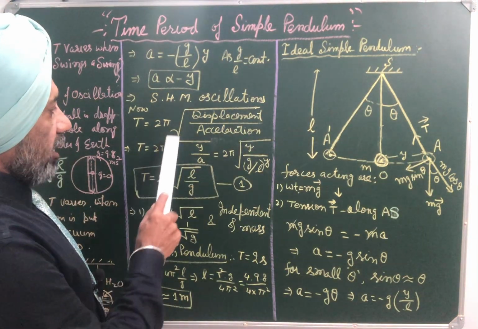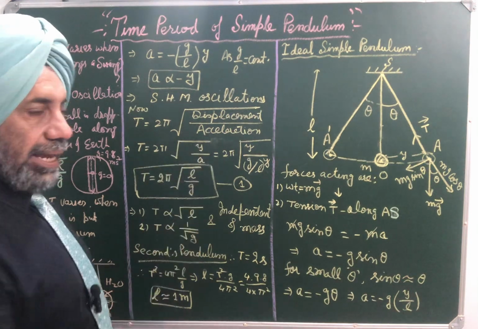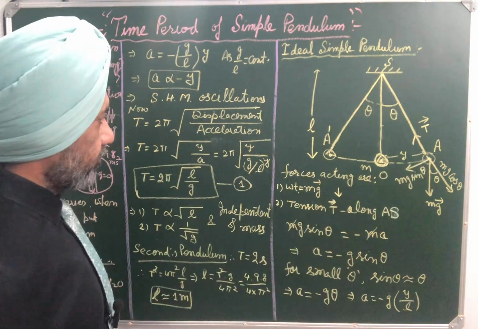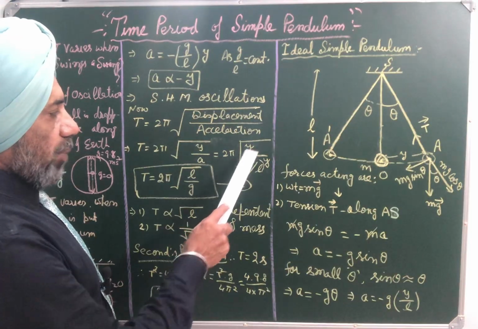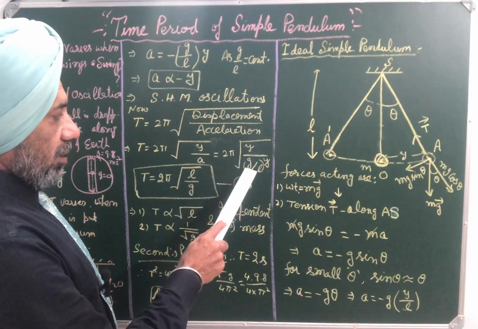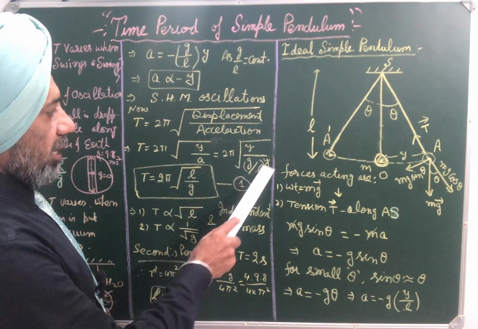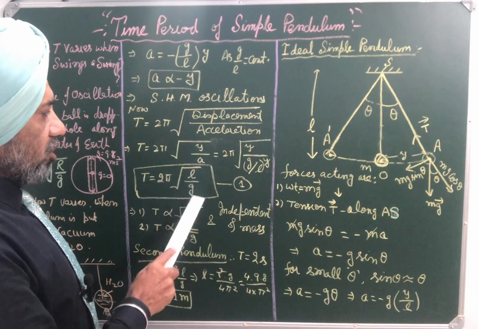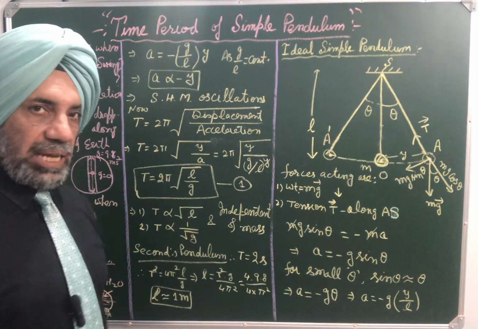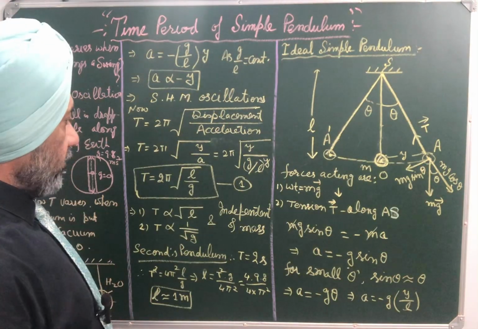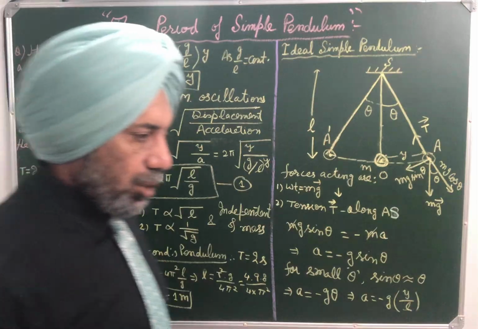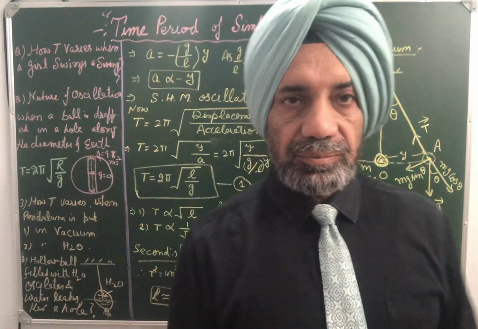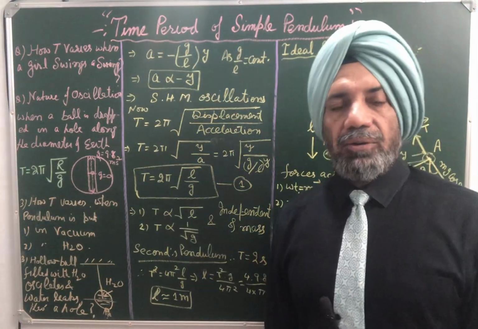Or T is equal to 2 pi under root y upon a. Substituting the value of a as g upon l into y, the y cancels. So T is equal to 2 pi under root l upon g, ignoring the negative sign because time is not negative. So T is equal to 2 pi under root l upon g, which is the required expression for the time period of a simple pendulum.